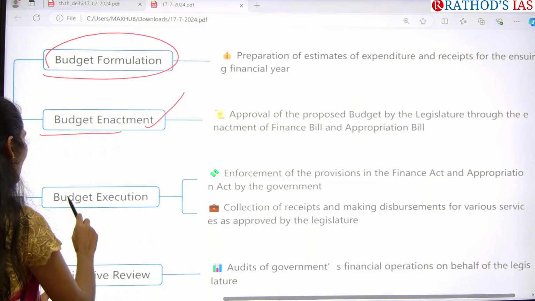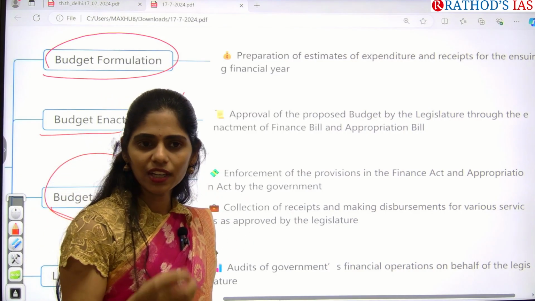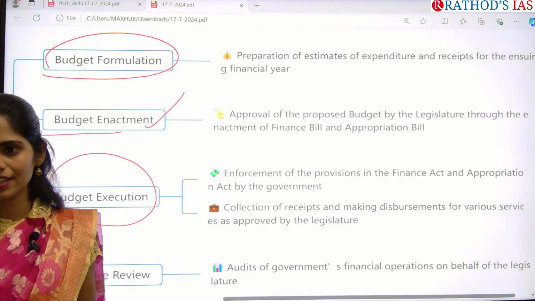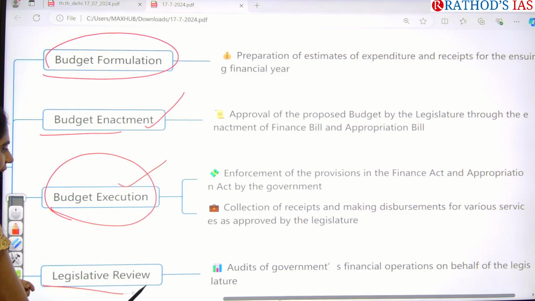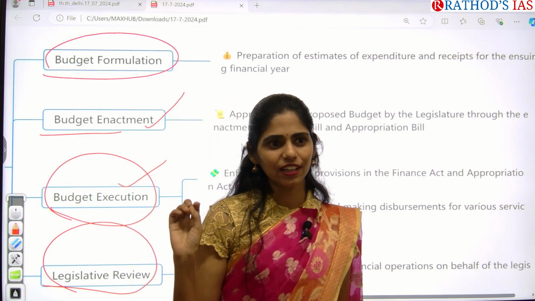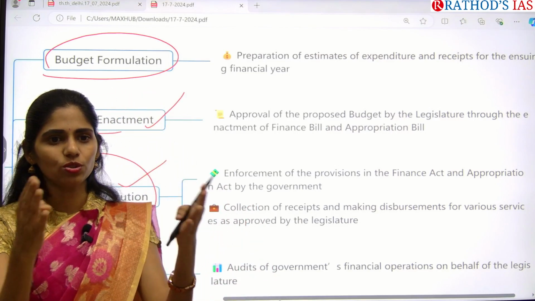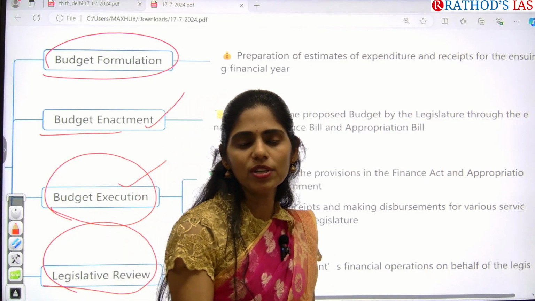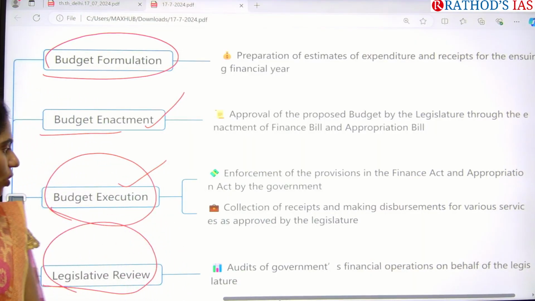And after that, what happens? Budget execution. After passing, the money should be given, right? Money should be given to the respective departments to spend on their respective schemes and expenditure. That comes under budget execution. And the last one is, after giving the money, we will not just give and forget. We have to do audits. For example, we have given 100 crore rupees for a scheme, but how did they spend it, is it used or not? How much was spent, how much was left unspent? So we are going to do the audits.